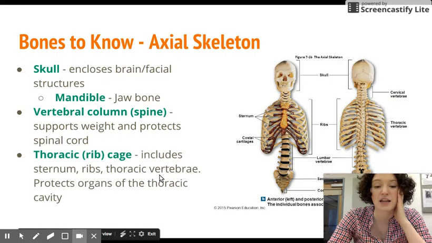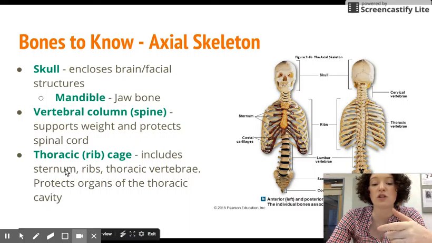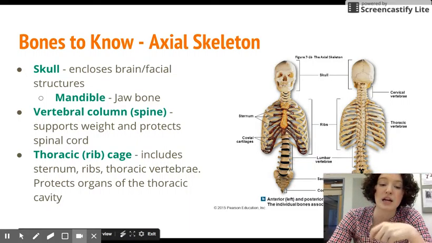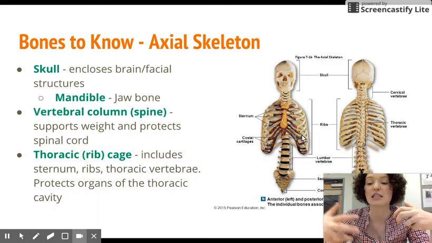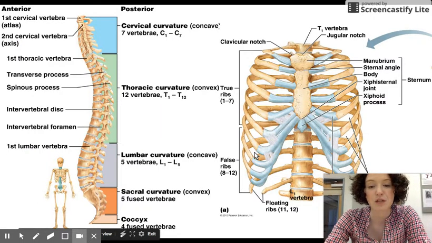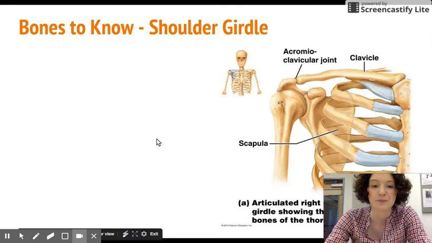The last one here is the thoracic or rib cage, which includes the sternum, the ribs, and the thoracic vertebrae. It protects the organs of the thoracic cavity, like your lungs and your heart. You will just be responsible for saying that this is the rib cage. Another view here of the ribs, the thoracic vertebrae, and the vertebral column as well.